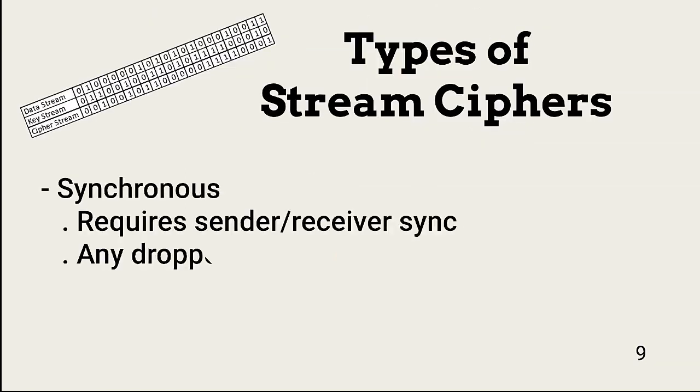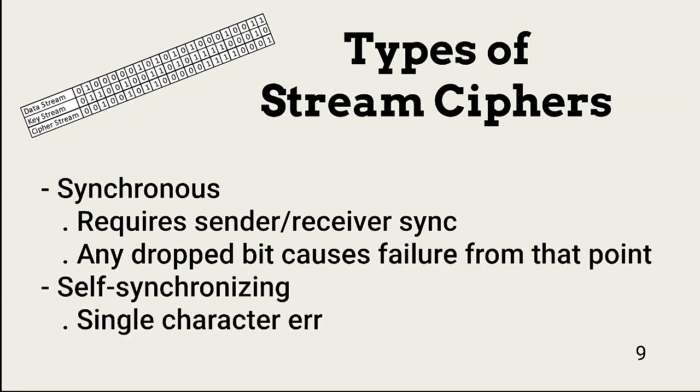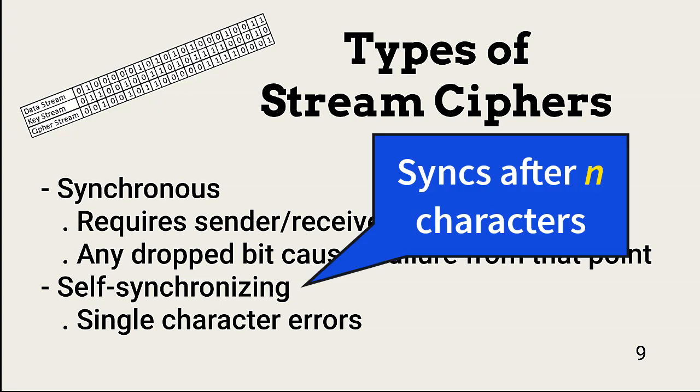There are 2 types of stream ciphers: synchronous and self-synchronizing. Synchronous ciphers require perfect synchronization between sender and receiver. If a character in the stream is added, dropped, or changed, decryption will fail from the point at which the change was made. Self-synchronizing ciphers enable automatic resynchronization if a character changes. Resync is possible after the receiver receives a certain number of characters.